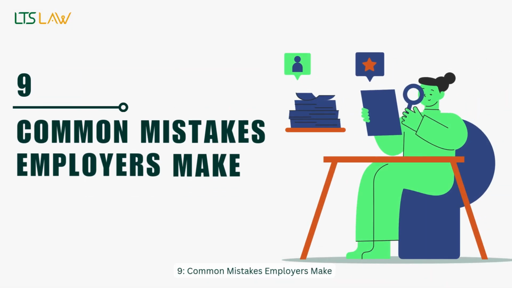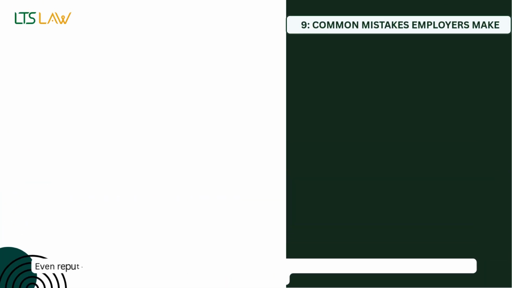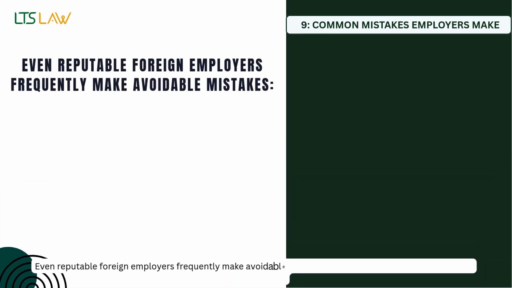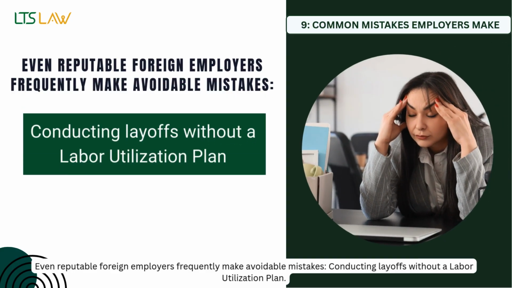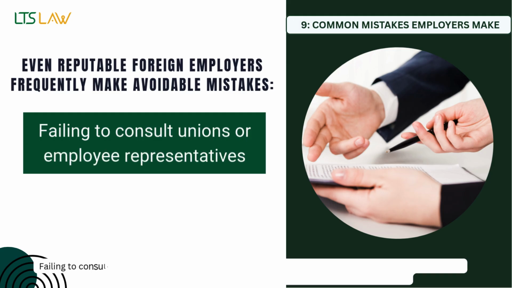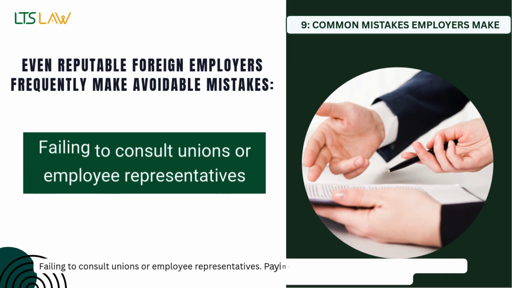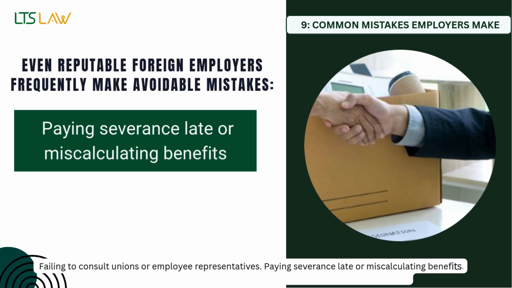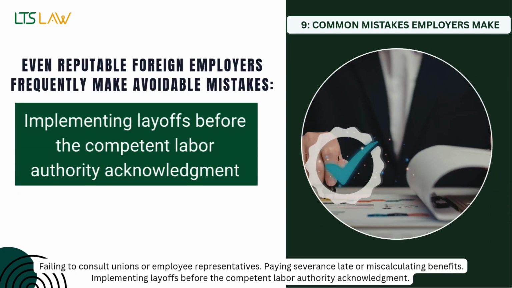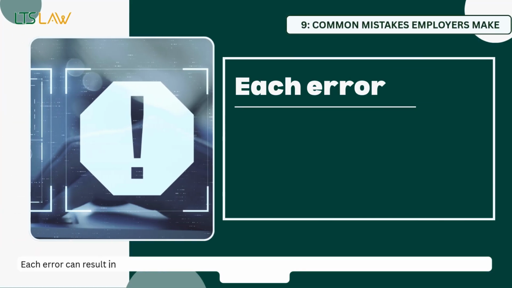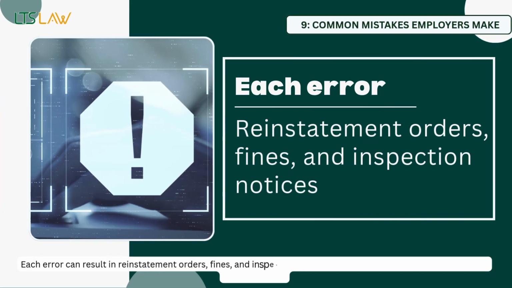9. Common mistakes employers make. Even reputable foreign employers frequently make avoidable mistakes: conducting layoffs without a labor utilization plan, failing to consult unions or employee representatives, paying severance late or miscalculating benefits, implementing layoffs before the competent labor authority acknowledgement. Each error can result in reinstatement orders, fines, and inspection notices. A structured, compliant process is the only safeguard.